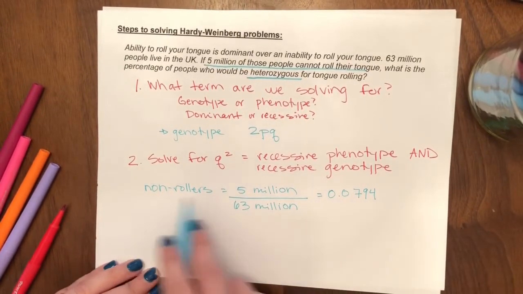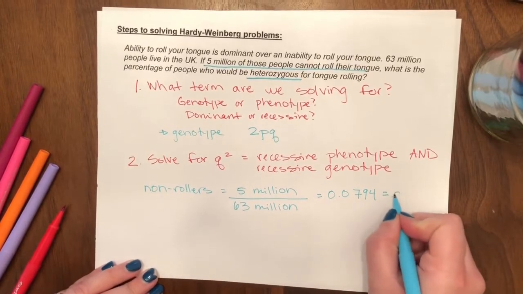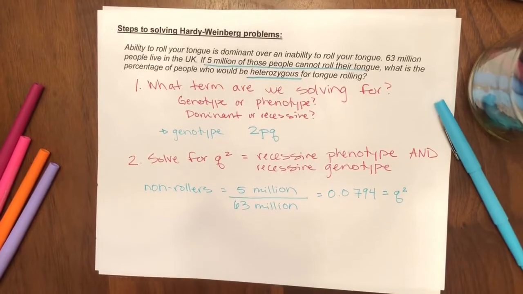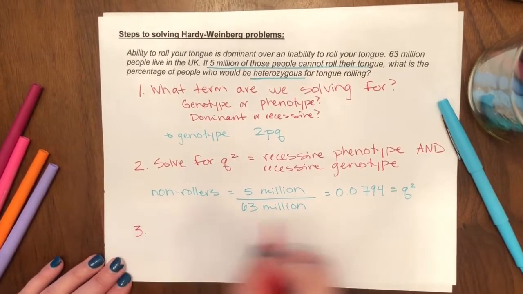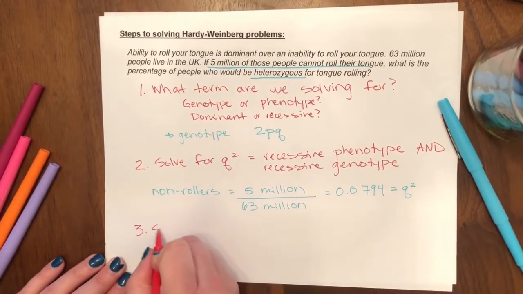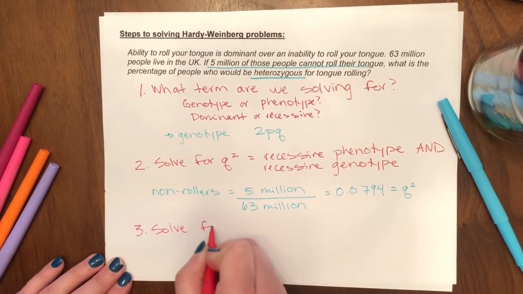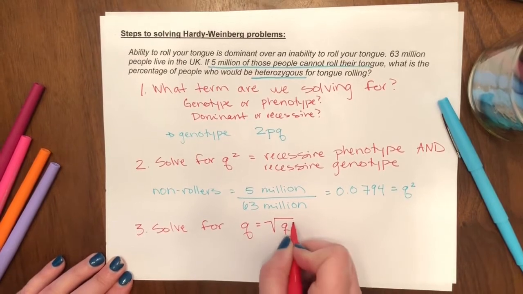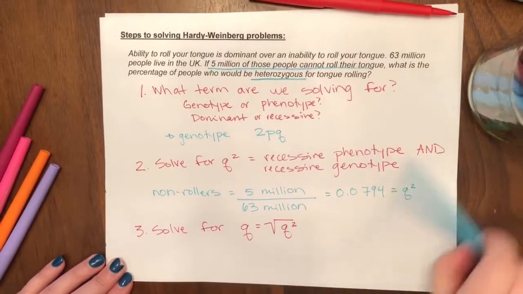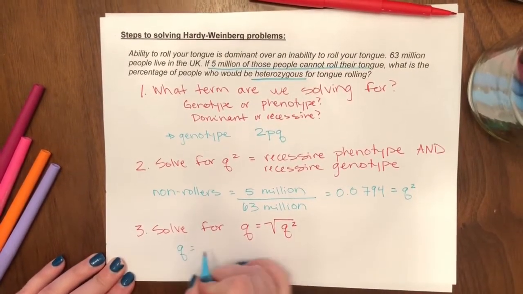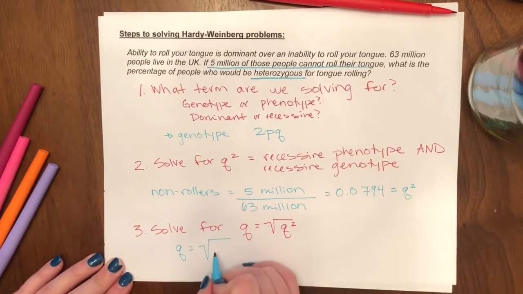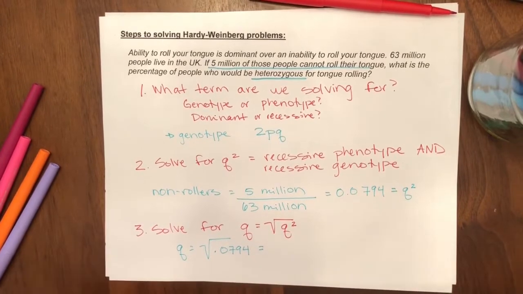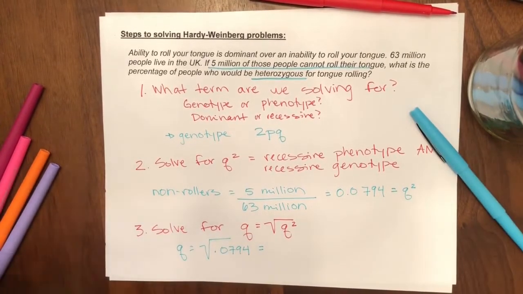Okay, so this is going to equal Q squared. So that's step 2, and now we can move on to step 3, which, since we just found Q squared in step 2, now we're going to solve for Q. And Q is just going to equal the square root of Q squared. So in our practice problem, Q is going to equal the square root of 0.0794.